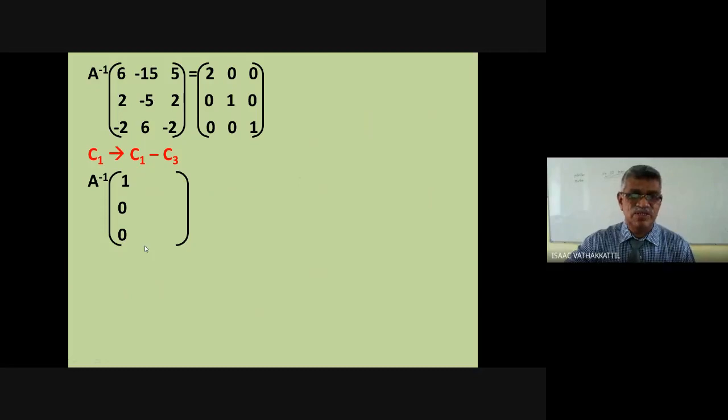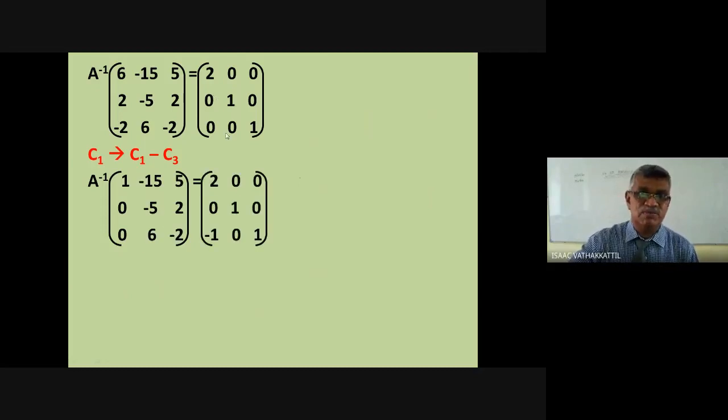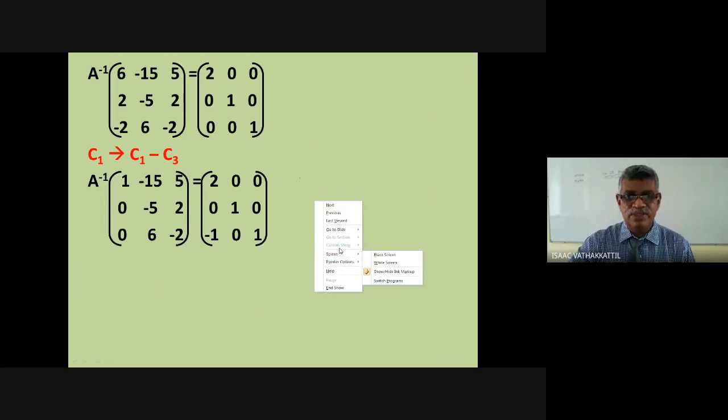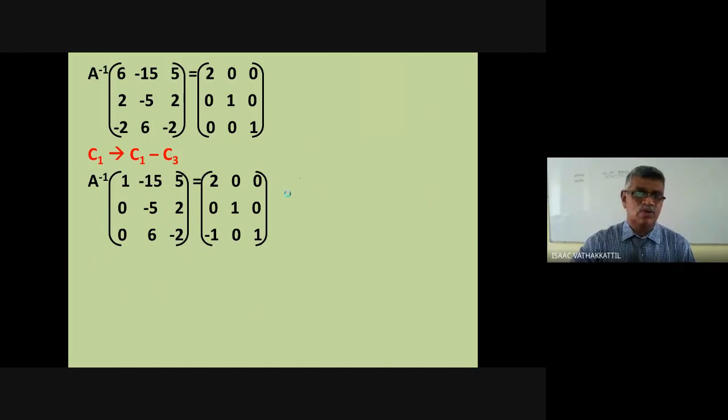C1 changes to C1 minus C3, and the other elements are as they are. Here also C1 changes to C1 minus C3. Only this 0 minus 1 is here. All the rest as it is. This 0 and this 0 have nothing to do with our job. What we need now is here: this minus 15 and 5, I have to make 0.